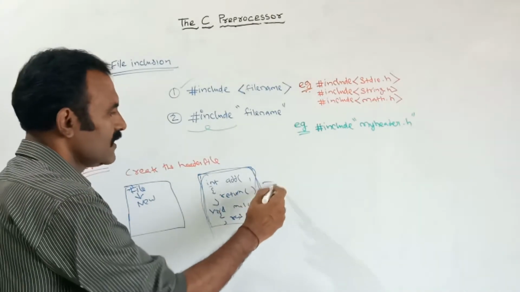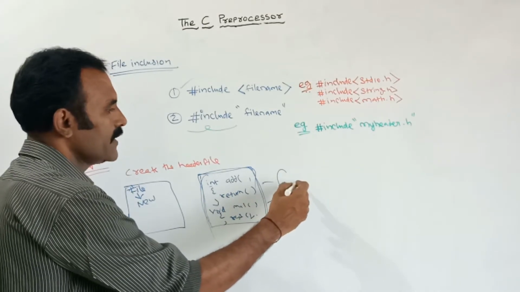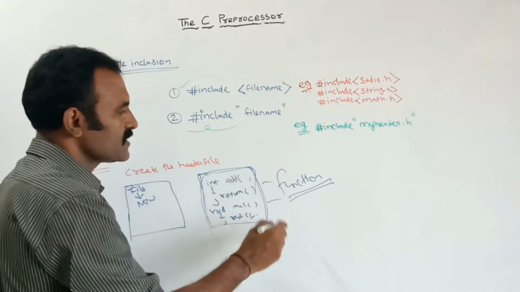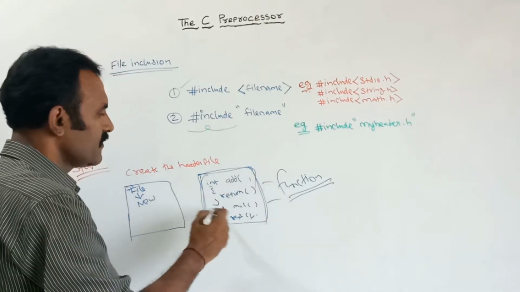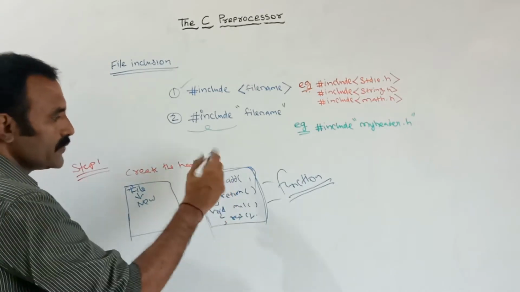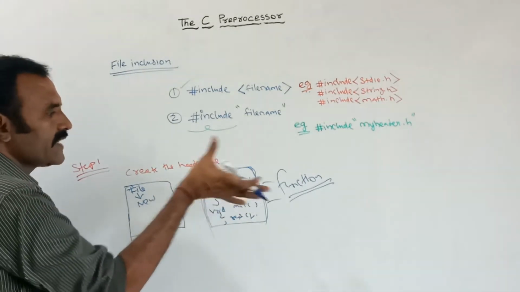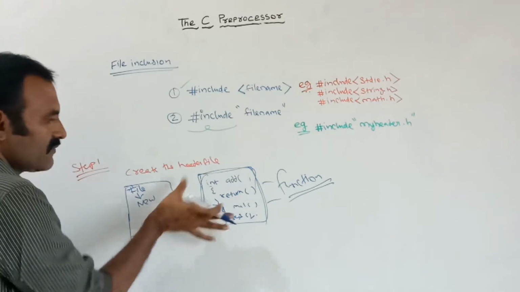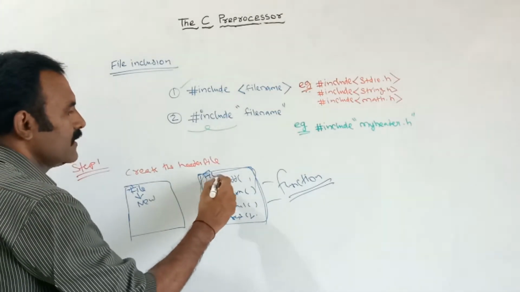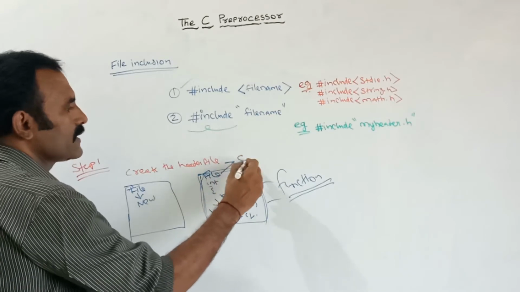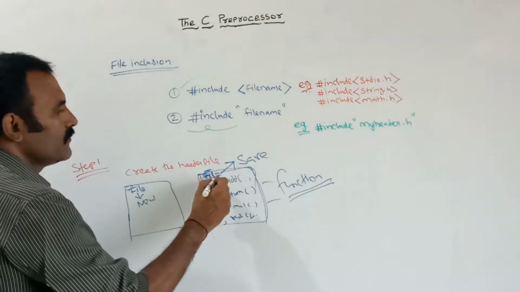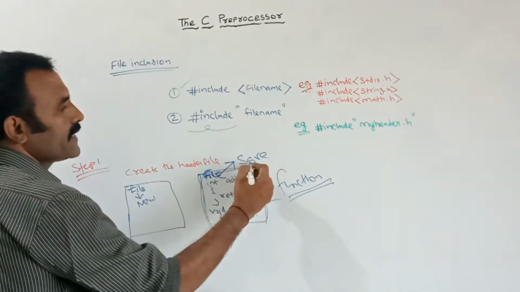These are all what? Functions. Already you have studied about functions. Whatever functions you need, you can write those function definitions inside this window. After that, you save this with the header file extension .h. So after writing the code, again you select the file menu, and after selecting the file menu, you select save.